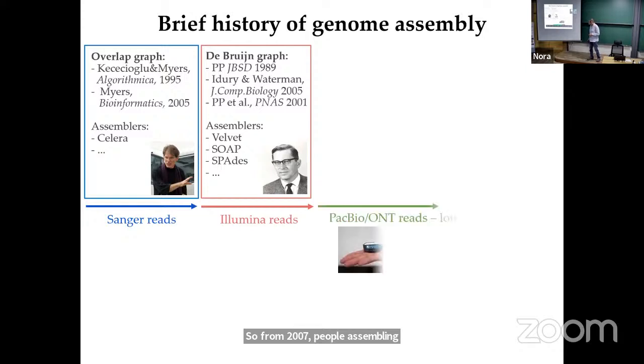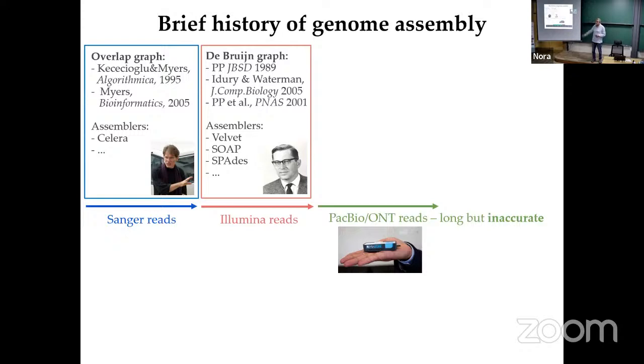And then something happened. New technology, long reads, generated by companies like Pacific Biosciences and Oxford Nanopore came up. They're 100 times longer than Illumina reads. But they're long, but inaccurate. They have a huge error rate.